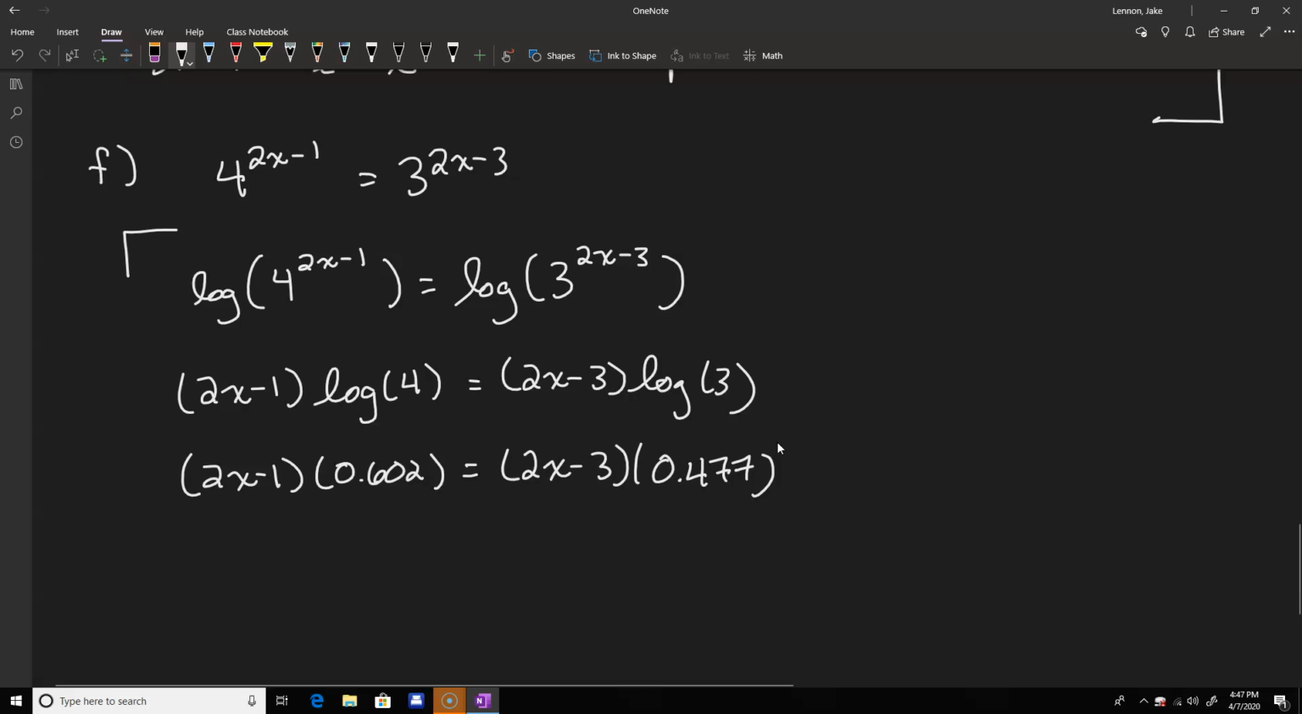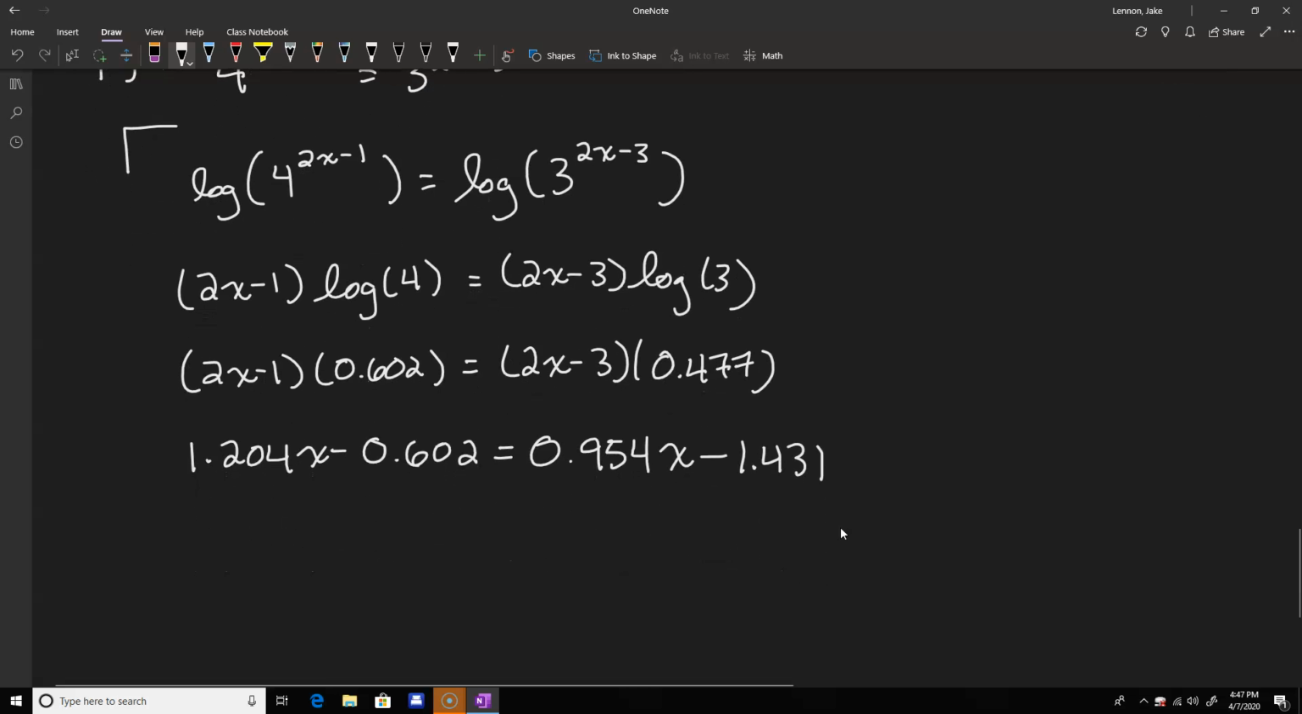On the left-hand side, I want to distribute, so I get 1.204x minus 0.602, and that will equal 0.954x minus 1.431.